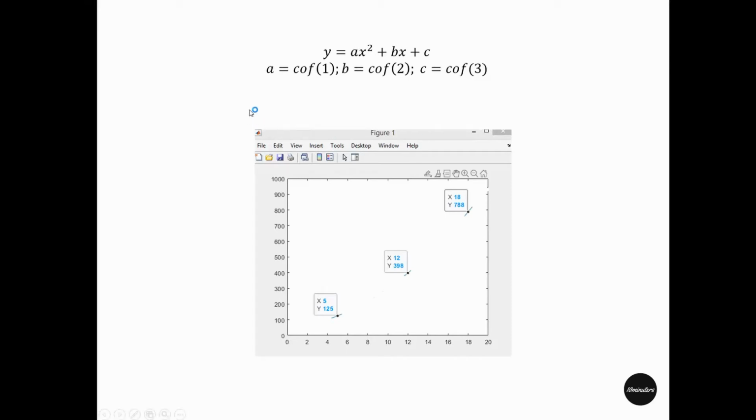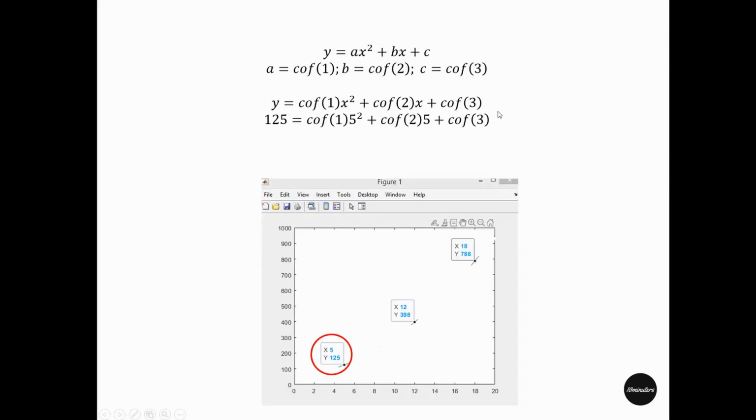To build up the intuition towards that, let's say we rename this quadratic equation's coefficients such that a is coefficient 1, b is coefficient 2 and c is coefficient 3. Now we can just rewrite this equation to be y equal to coefficient 1 x square, which is ax square, plus bx, meaning coefficient 2 x, plus coefficient 3.